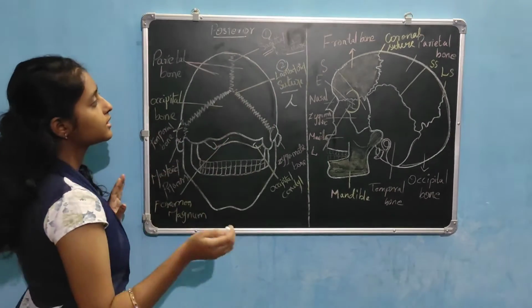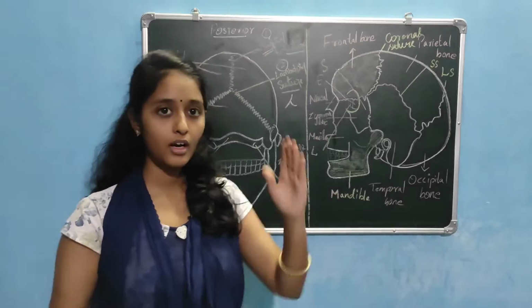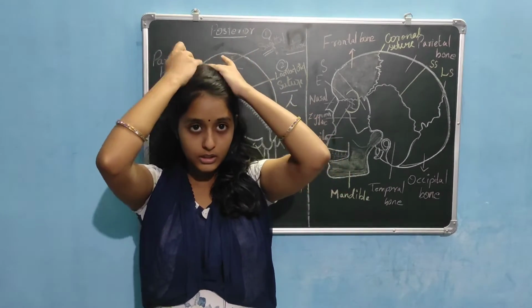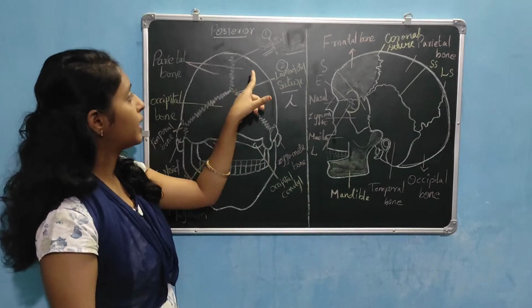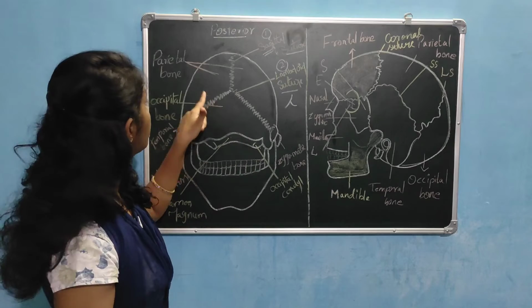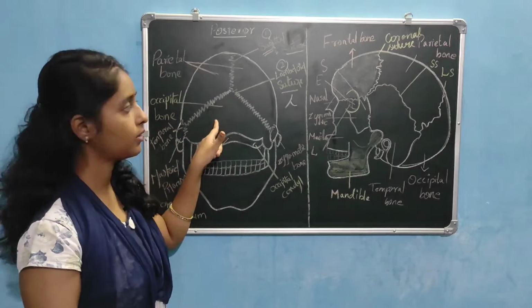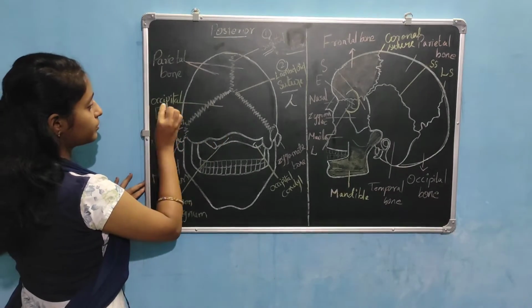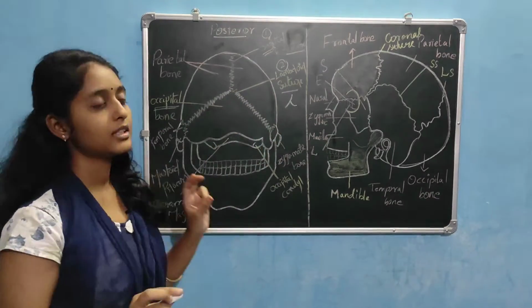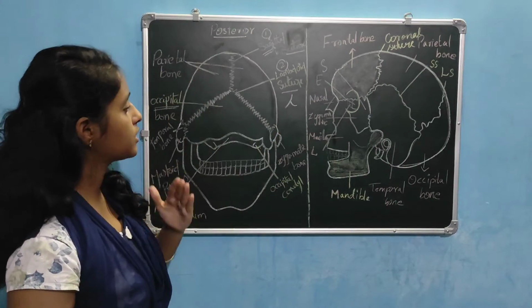The sagittal suture separates the two parietal bones. I told you, here is the parietal bone, which is above the temporal bone. So these two parietal bones are divided by the sagittal suture, and the lambdoid suture divides the parietal bone from the occipital bone. Okay, this is about the two sutures from the posterior view.